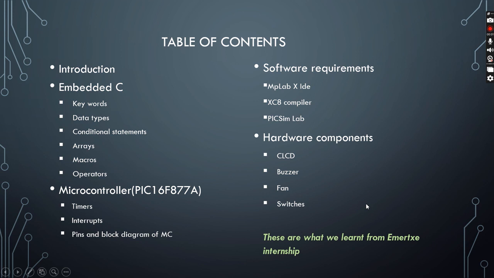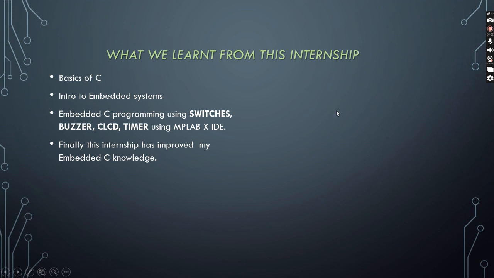Let's see the table of contents. Introduction, embedded C. In embedded C, we have keywords, data types, conditional statements, arrays, macros, operators, and microcontroller. In microcontrollers, we have timers, interrupts, pins, and block diagram of microcontroller. Software requirements: MPLAB, XC8 compiler, PICSIMLAB. Hardware components: CLCD, buzzer, fan, switches.